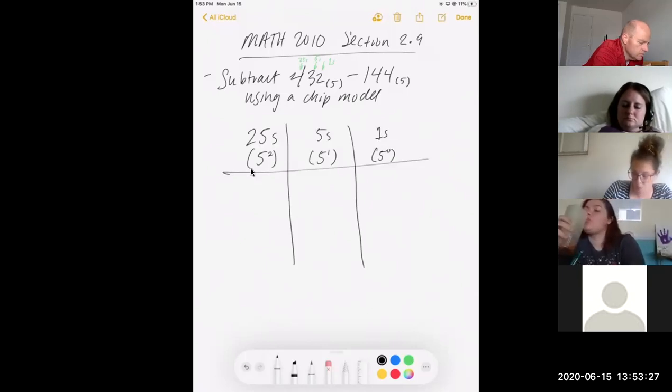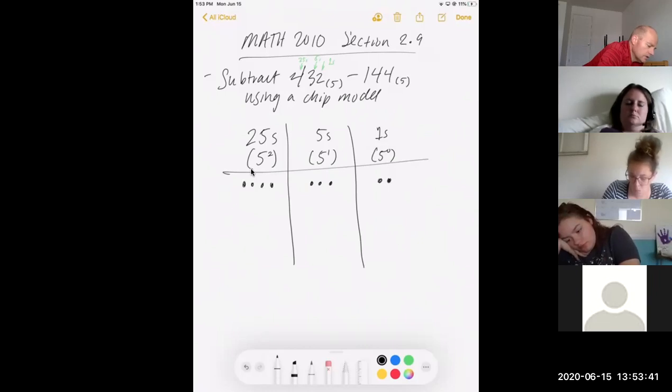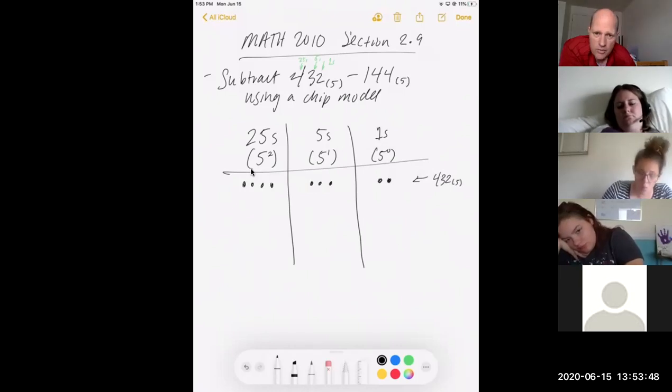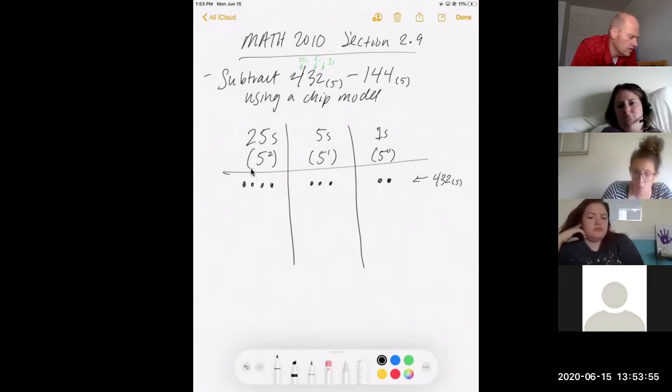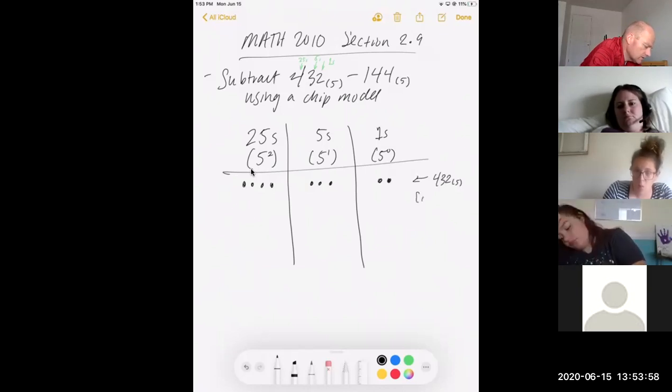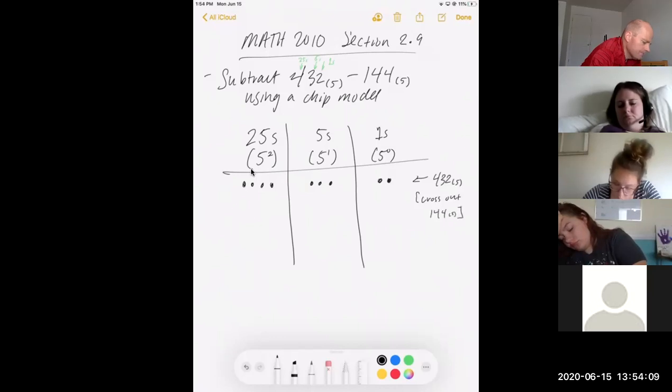Now we're going to do 432, which has 4 dots in the third column, 3 in the second, 2 in the first. So that is the same as base 10. This is my 432 base 5. What am I going to do with that? I need to subtract off 144 from it. But in subtraction, you don't model the second number. You want to cross it out. So I usually write myself a note here that says to cross out 144 base 5. Okay, so we're going to cross those out, and then we'll know what the difference will be.